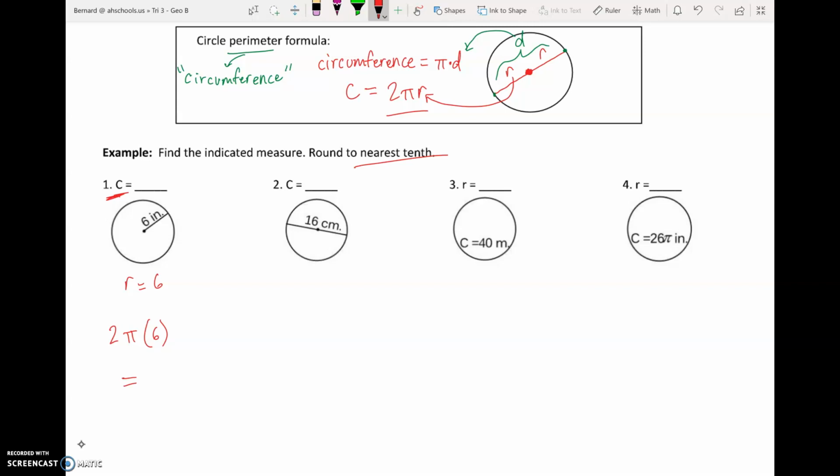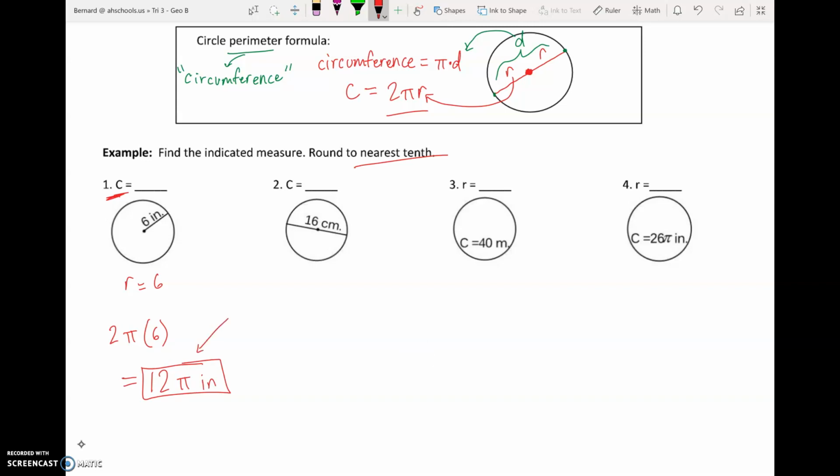Multiplication works in any order. So this 2 times pi times 6, I could easily just do the 2 times 6 first and not multiply the pi. 2 times 6 is 12. And so I could write 12 and then just leave the pi there, and that could be my final answer. And notice the units are inches, so I'd still write inches.